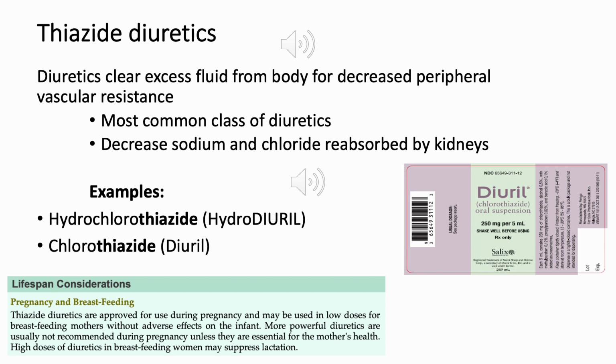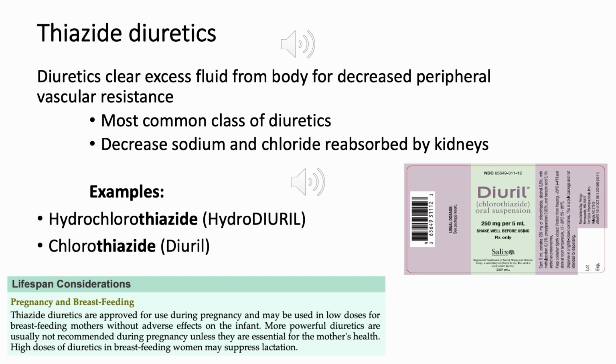Thiazides and thiazide-like diuretics work at the end of the ascending loop of Henle and the beginning of the distal convoluted tubule in the nephron. This class of drugs increases urine output by preventing water, sodium, potassium, and chloride from being reabsorbed into the blood through the walls of the nephron. As a result, the water and electrolytes stay within the tubules, making their way through the renal system into the bladder and then are excreted from the body.